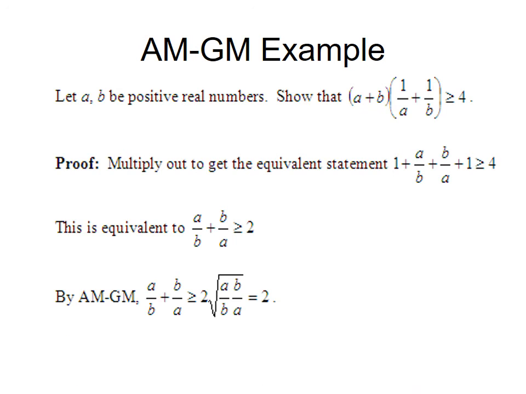Here's an example. They're trying to show that this crazy expression is greater than or equal to 4. You have positive numbers and you have a plus b times the quantity 1 over a plus 1 over b. And so what they did was first they just multiplied that out. That seems like an easy first step to simplify things, and then get rid of the constants. And now you have a over b plus b over a.